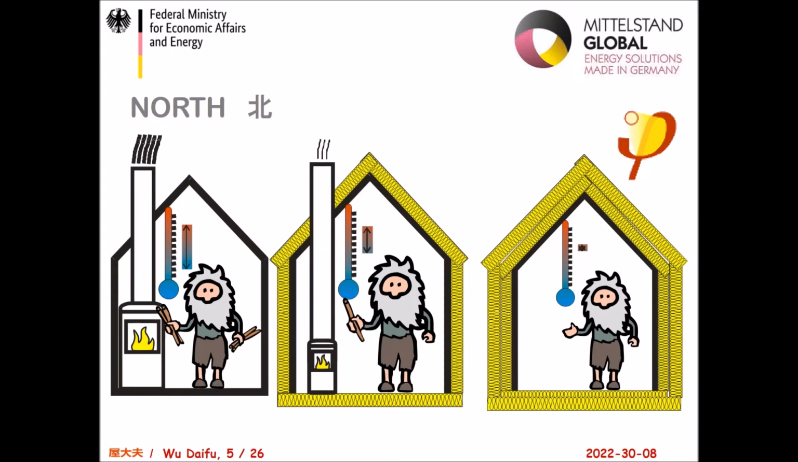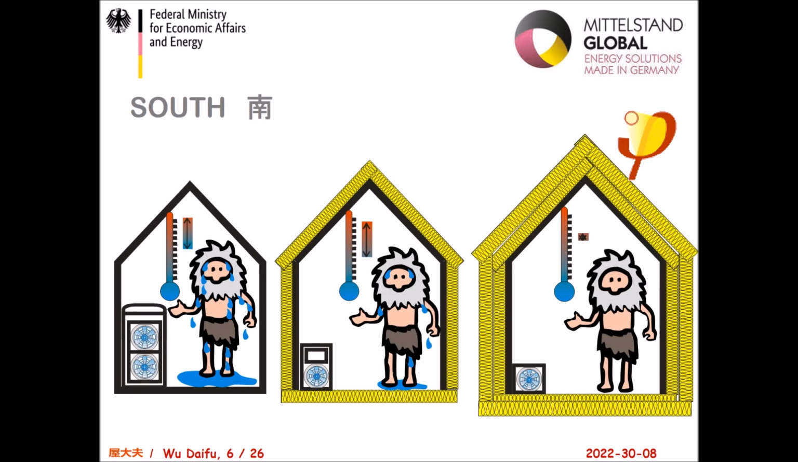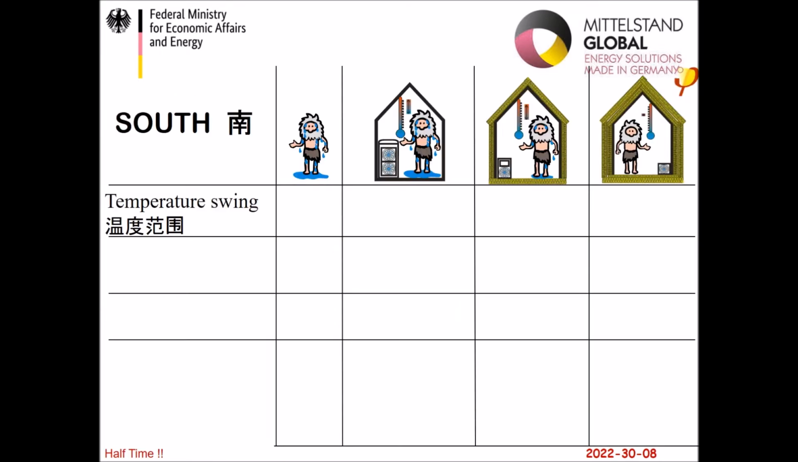And in the northern part, we need a heating system in uninsulated houses. And it's nearly the same in the southern part. There we need a cooling system in the houses. A big cooling machine if you have no insulation, and a very small cooling machine if you have a very good insulation. So let's have a look what happens in those buildings.